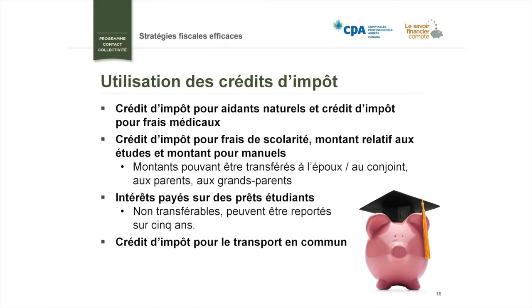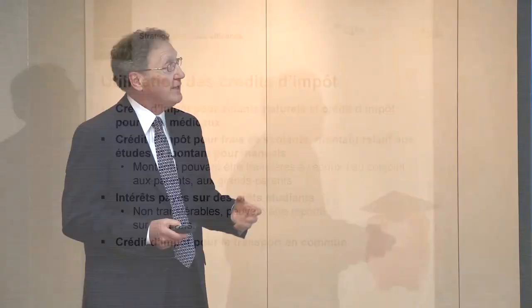Some other credits that are available: caregiver, tuition credits, obviously a very important one in terms of the student. And the important thing with tuition is that it's possible to transfer the credit, if it's unused, to the parent, and that's important as well. Interest on student loans is non-transferable and can be carried forward in terms of its ability to be deducted. Public transit, firefighters, these are all different credits that are available. In fact, one of the unfortunate things is that the tax system has been made fairly complicated with all these credits.